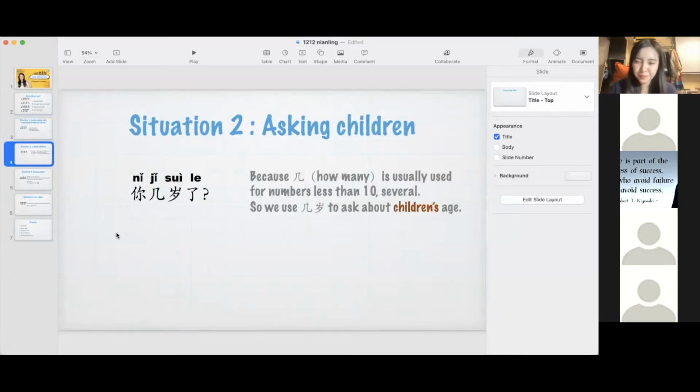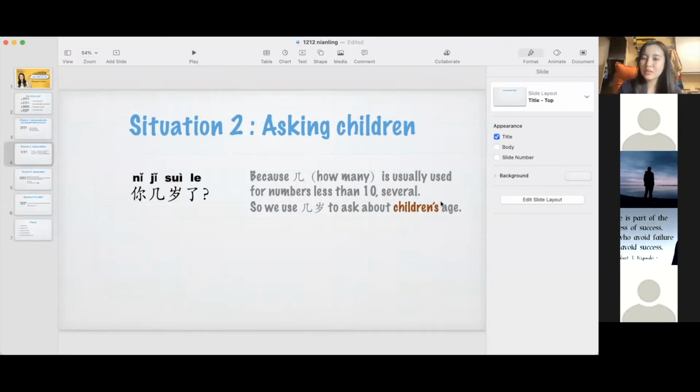And situation two, 你几岁了? Particularly, I feel like this question is only for asking children, because here 几 means how many. Like 几个苹果, how many apples? 几个人, it means several people. So usually 几, which means how many, is used for numbers less than 10. If you translate into English, it means several. The numbers are less than 10.